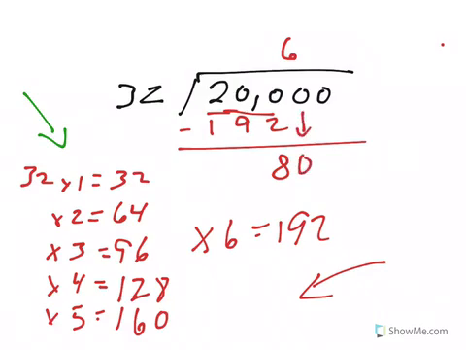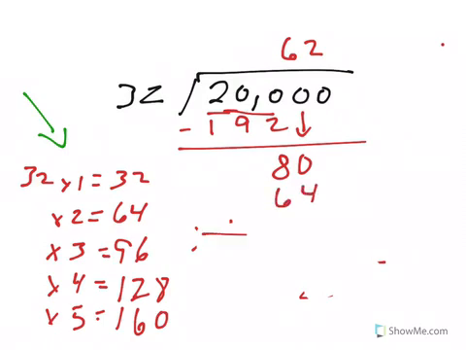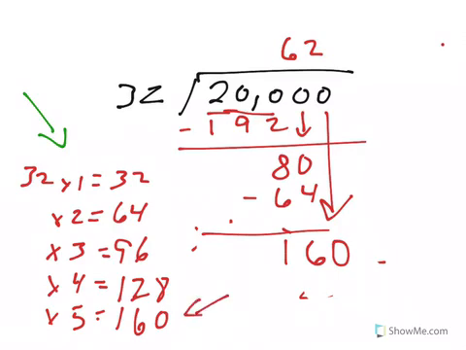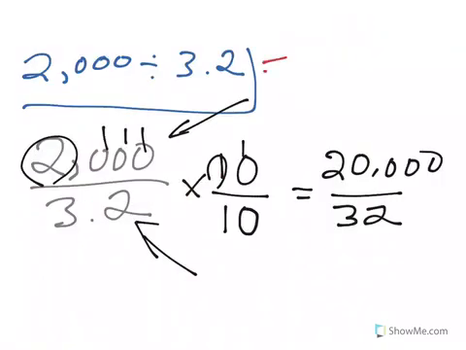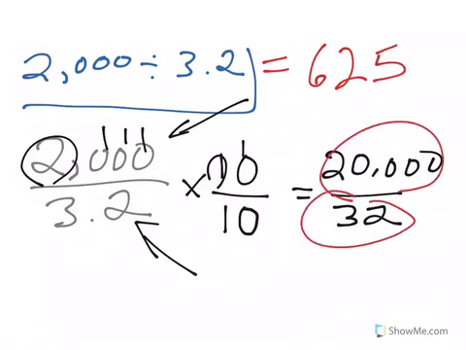Bring down a 0. 32 goes into 80. Well, 3 is too high because that's 96. So I'll go 2 times. I'm going to make a little space here. 2 times 32 is 64. I'm going to subtract, end up with 16. Bring down another 0. 32 goes into 160 exactly 5 times. 5 times 32 is 160. Subtract, we get 0. We're all done. 625. So 20,000 divided by 32 is 625.